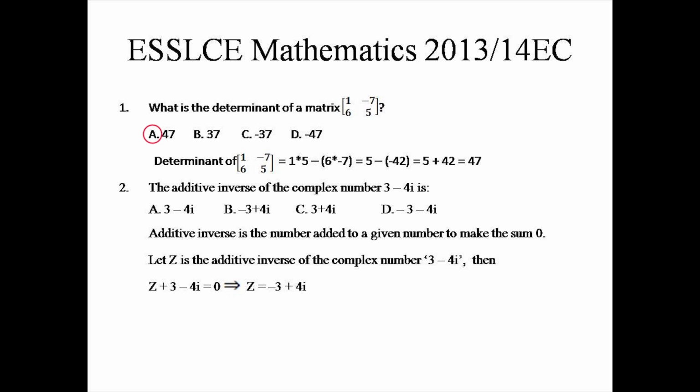The expression 3 minus 4i has to be taken to the right side to solve for Z. When we take the expression 3 minus 4i to the other side of equality sign, the positive term becomes negative and the negative term becomes positive. So the equation becomes Z is equal to -3 plus 4i. Thus, choice B is the answer.